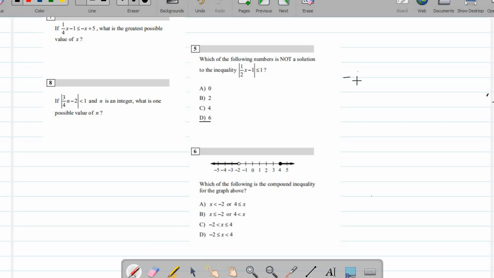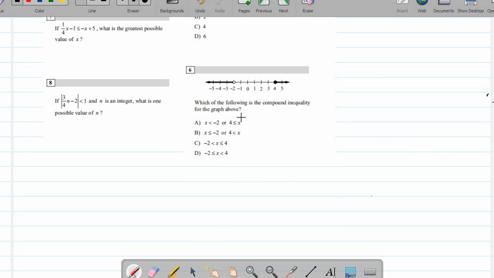If you put a negative, this is how you put a negative. That's 1 over 2x plus 1 is less than or equal to 1. You rearrange that, and you'll be having x less than or equal to 0. That's where we get this one. If you leave it positive, you'll be having 1 over 2x less than or equal to 2, because you move minus 1 to the other side. And you'll be having x as 4.